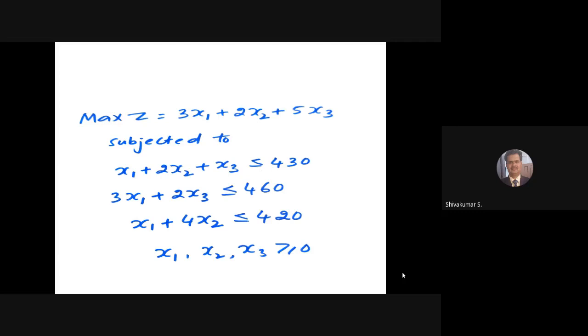Second constraint, 3x1 plus 2x3. There is no x2 here. Second constraint, 3x1 plus 2x3 less than or equal to 460. Third inequality, x1 plus 4x2 less than or equal to 420. And these are the decision variables, x1, x2, x3 greater than or equal to 0.